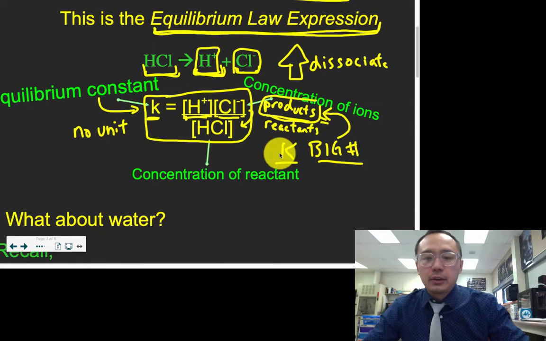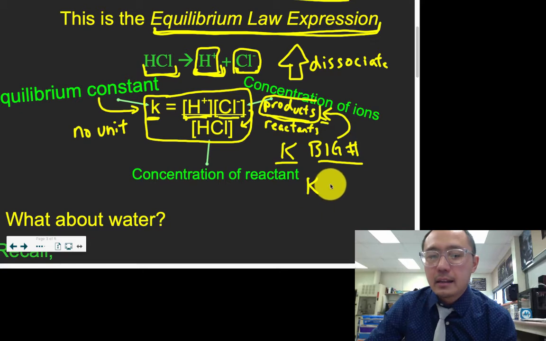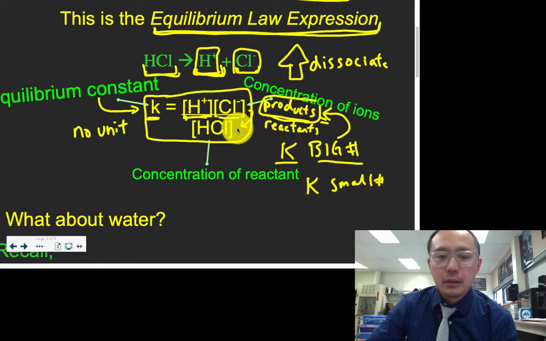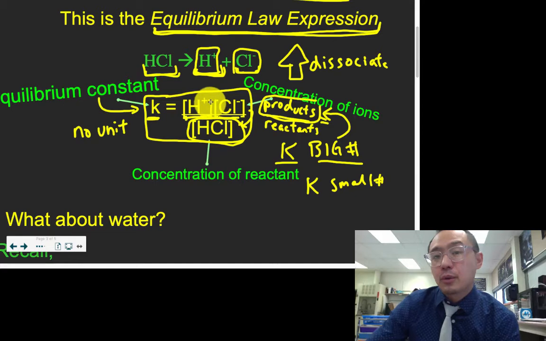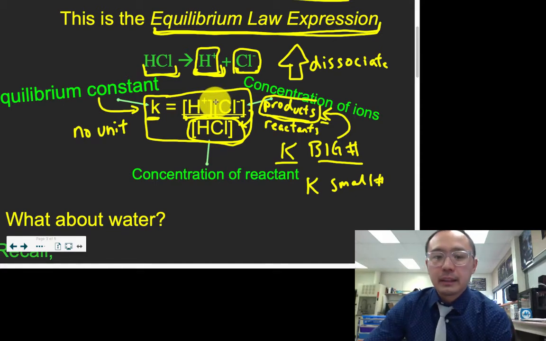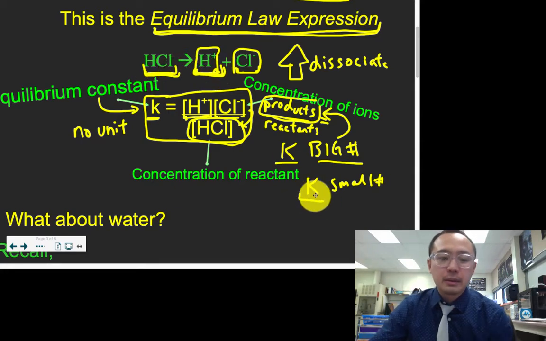Another scenario is where K is very small. If this is a small number, that means your denominator has to be really, really big, or your numerator is really small. That means you don't get that much dissociation. In your equilibrium, when this goes into reaction, you don't get much dissociation if your K is a small number.